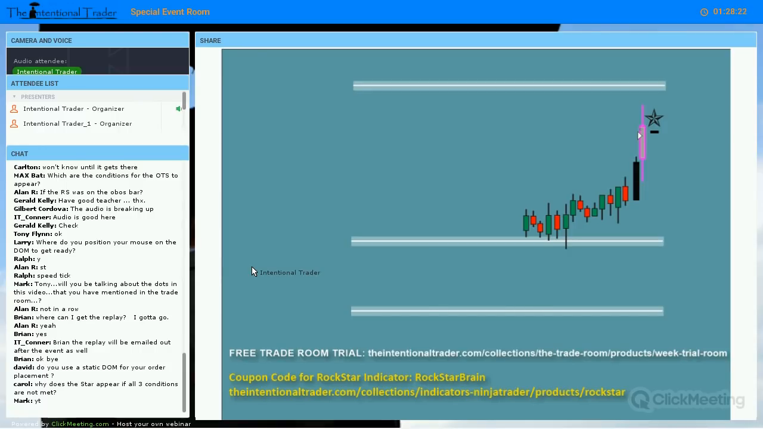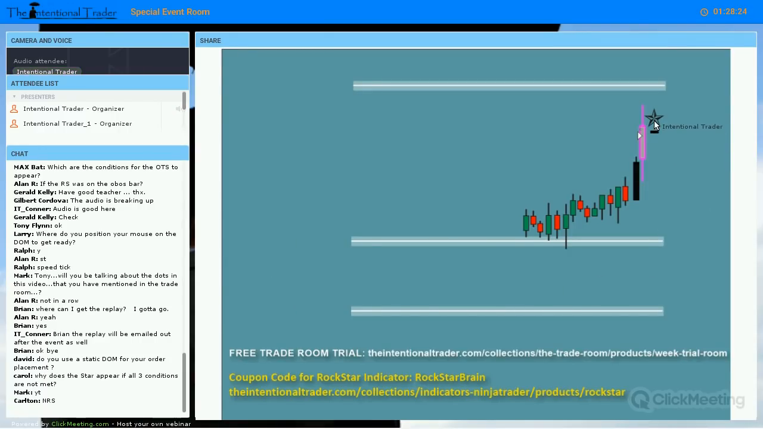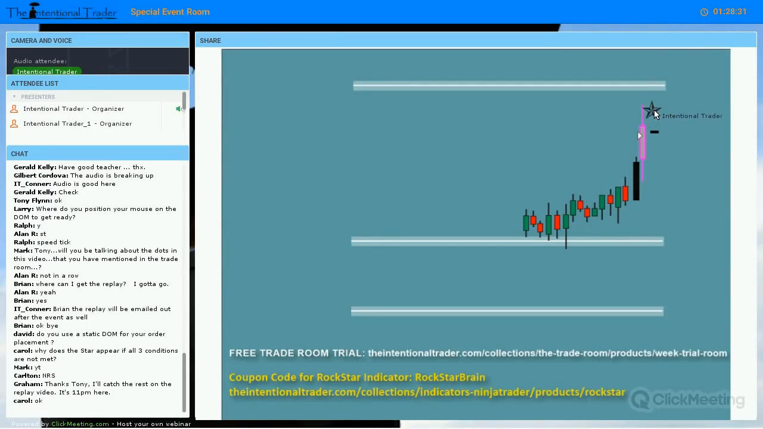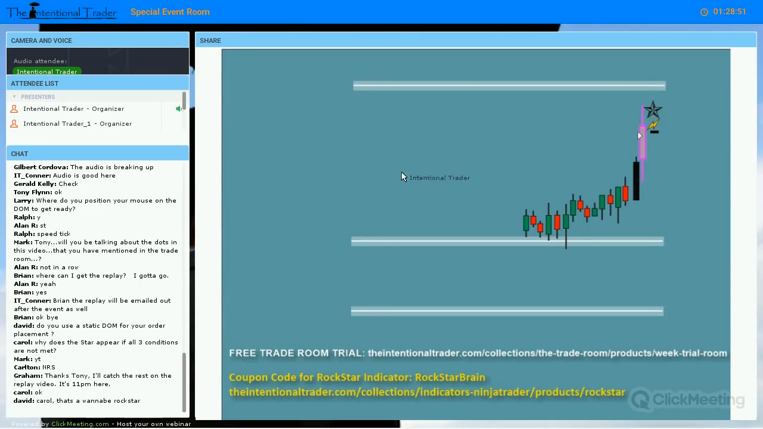It doesn't, Carol. If all 3 conditions are not met, this will not print. You're just not seeing me put the other indicators on the chart. If I put this here, that might make it make more sense to you. But this is inside that indicator. The only way this will print is if all conditions exist inside the parameter settings for that indicator.